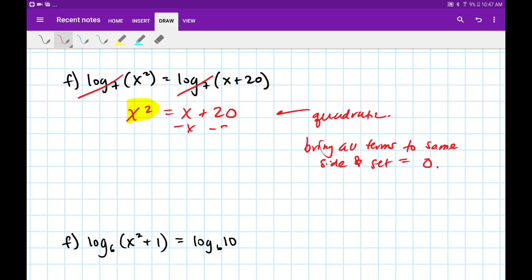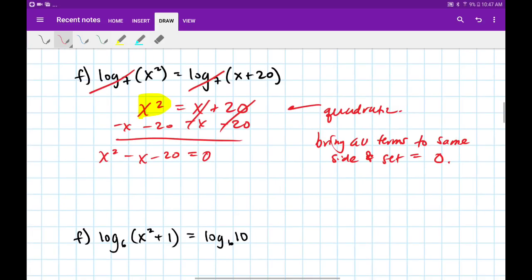So I'm going to minus the x and I'm going to minus the 20 on both sides, so that my right side becomes 0. The left side is x squared minus x minus 20. I'll use magic x to factor this. And I'll get x minus 5 and x plus 4 equal to 0. So that means that x is equal to 5 and negative 4. And these are my answers.